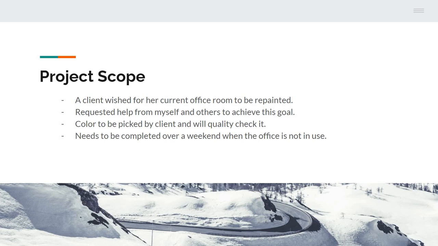So, the project scope was primarily that a client wished for her current office room to be repainted, as it was up to personal preference. She requested help from myself and others to achieve this goal.